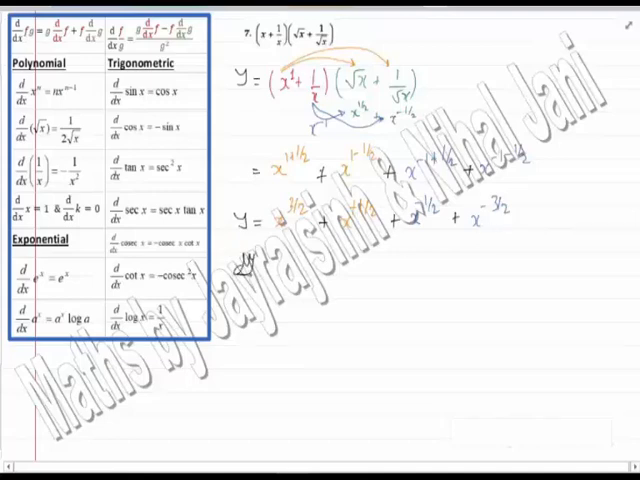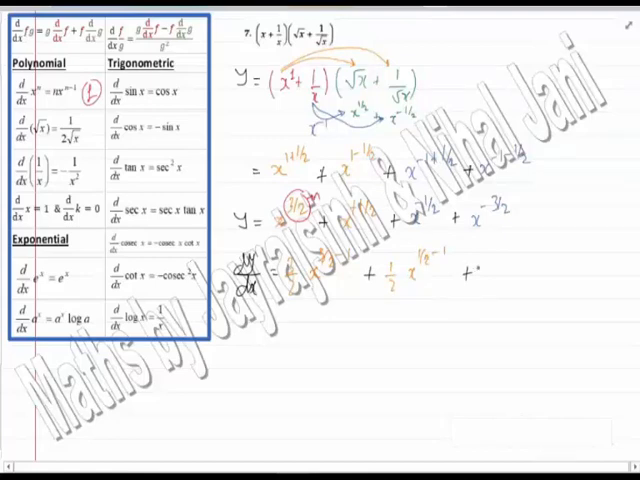Let's differentiate with respect to x. So to differentiate all the terms, we are going to use this formula in case of polynomial, right? Okay, so in first term we have 3 by 2 as n, so its differentiation will be 3 by 2 x raised to 3 by 2 minus 1 plus 1 by 2 x raised to 1 by 2 minus 1.